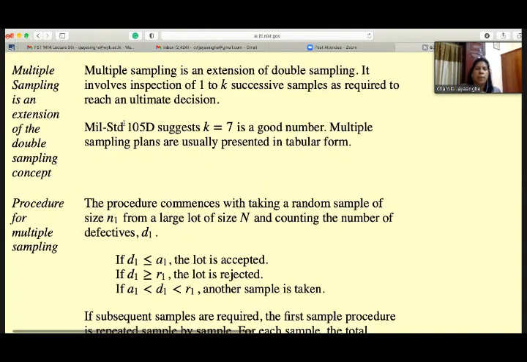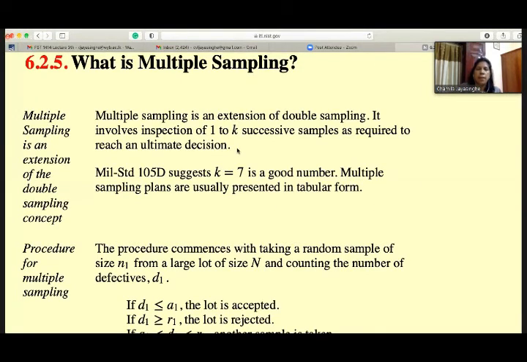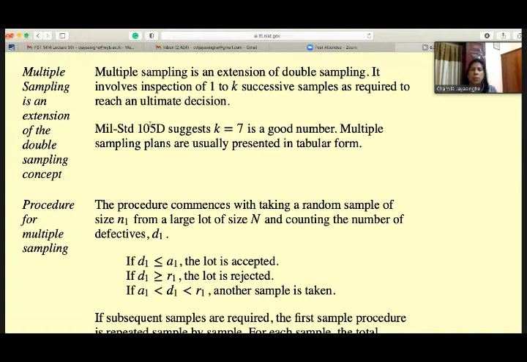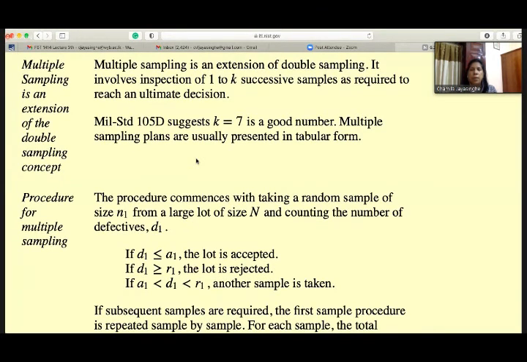So multiple sampling plan is an extension of the double sampling concept. Extension, right? Multiple sampling is an extension of double sampling. It involves the inspection of 1 to k successive samples as required to reach an ultimate decision. If they have inspected k, it goes from the first sampling up to k. It suggests k equals 7 is a good number. Multiple sample plans are usually presented in tabular form.